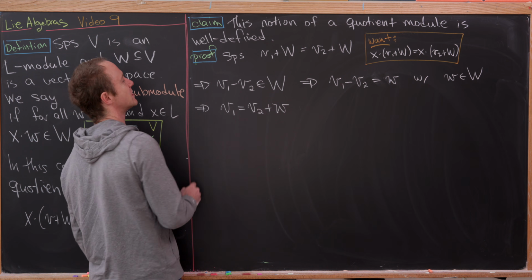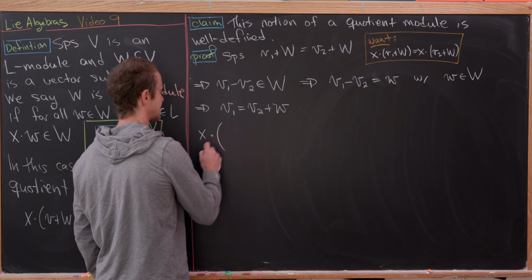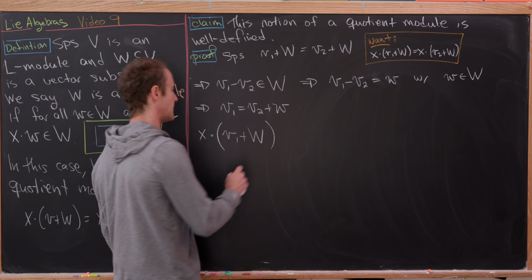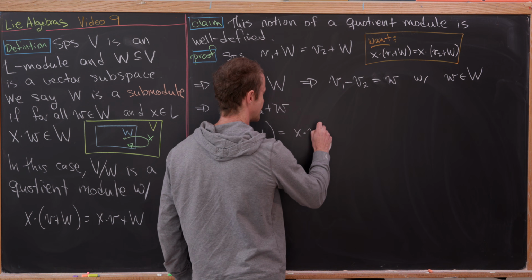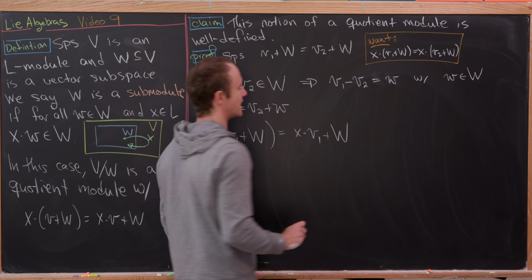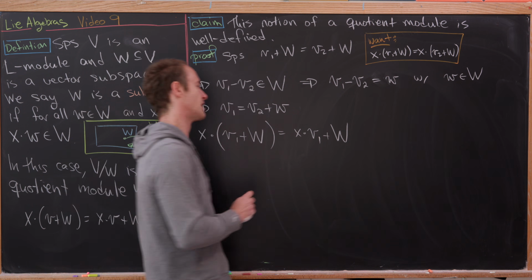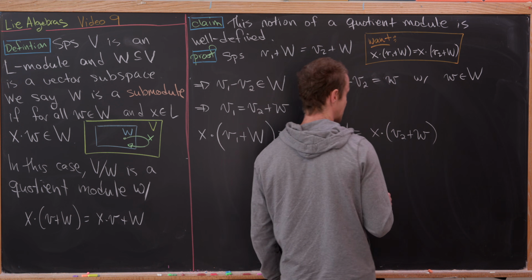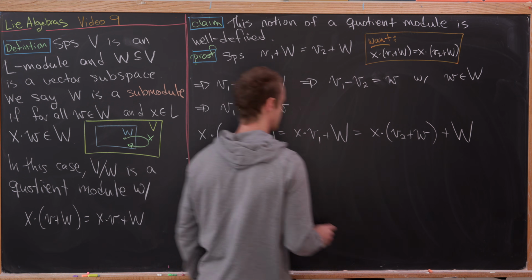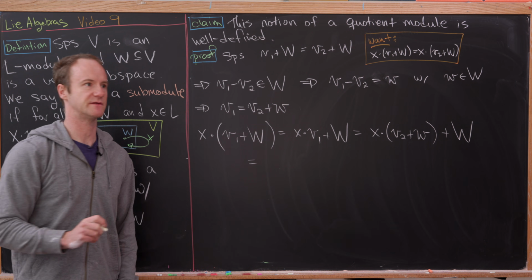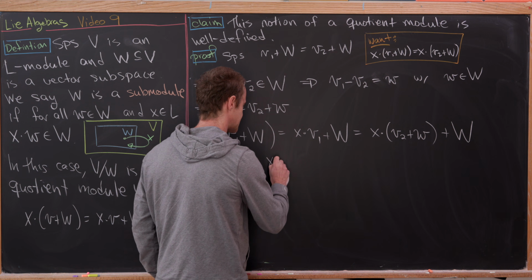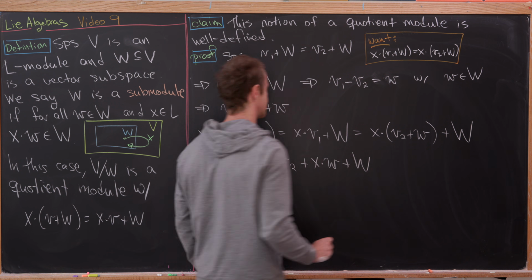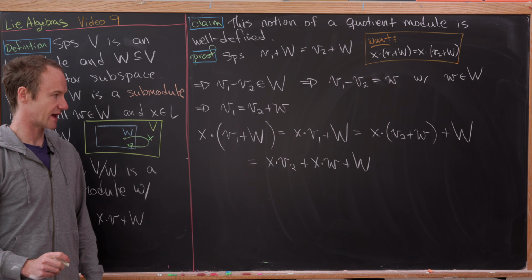But now we're pretty much ready to go. So let's take x and we'll dot it with v1 plus w, our coset. But then by definition, that's going to be the action of x with v1 plus w, so that coset right there. But then this is going to be x dot v2 plus little w plus w. But then by rules of the action of a module, that's going to be x dot v2 plus x dot w plus w. So like that.